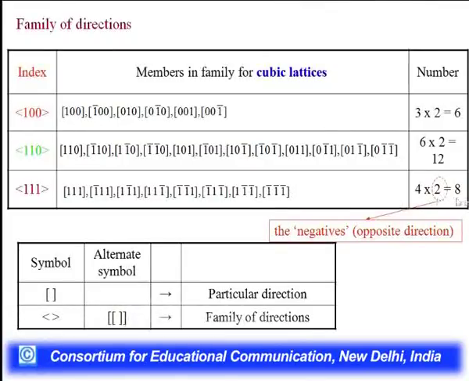Then 4 into 2 is equal to 8, the negatives define the opposite directions. We can write it by using the symbol, bigger parentheses, or we can write the Miller indices in this parenthesis also, means a particular direction and particular families we define by these parentheses.